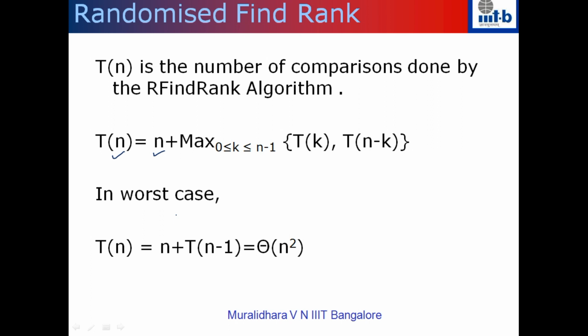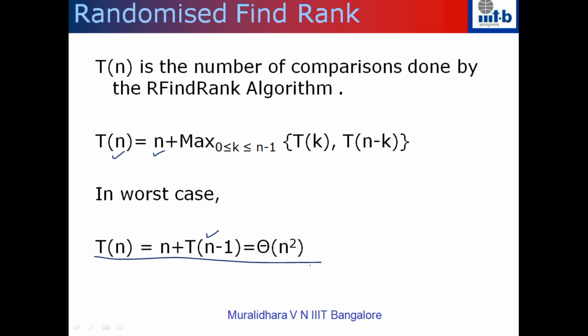Now in the worst case, the partition could be very bad. I may have to go to the right hand side, and the right hand side could have all the n minus 1 numbers. So the worst case is the same as the worst case for the randomized quicksort, where the partition is very bad and we are left with n minus 1 elements on the other side, and we have to recursively find the solution with n minus 1 elements. So in the worst case, this algorithm is theta of n square.